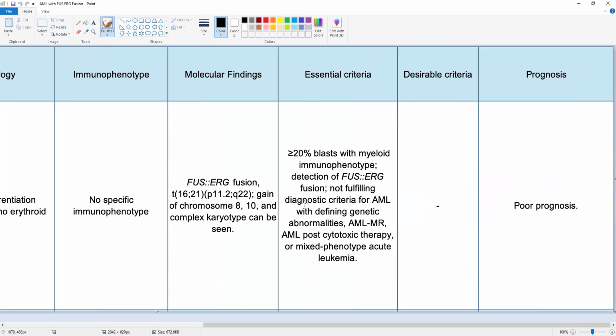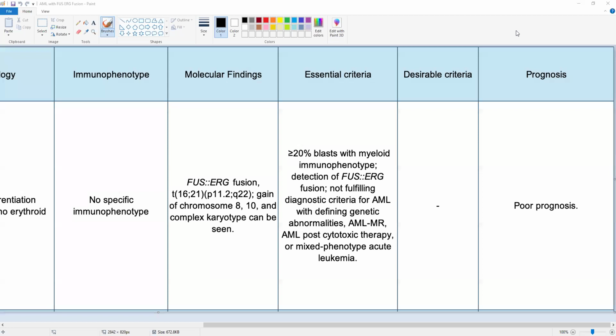FOS-ERG fusion, translocation 16;21, is essential to make the diagnosis. Gain of chromosome 8, 10, and complex karyotype can be seen in this entity. And it's similar to the other leukemias that we discussed in terms of essential criteria. The only difference is that you have to identify the specific FOS-ERG fusion, and this entity has poor prognosis.